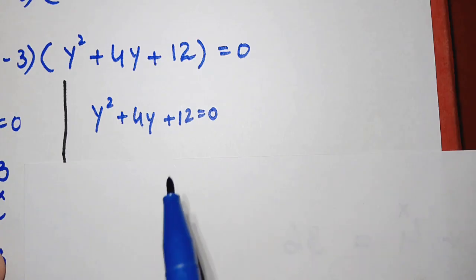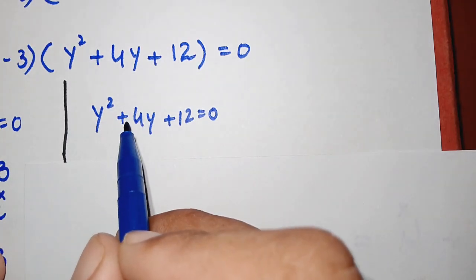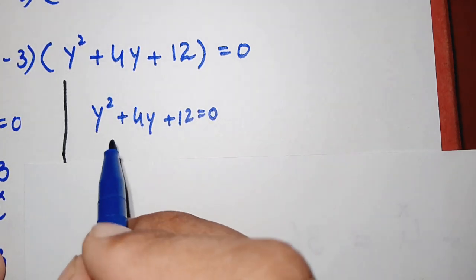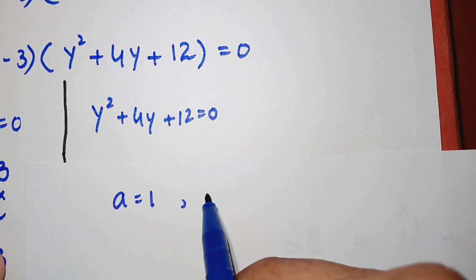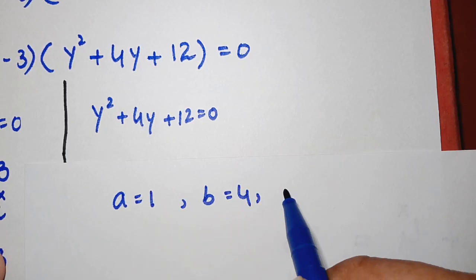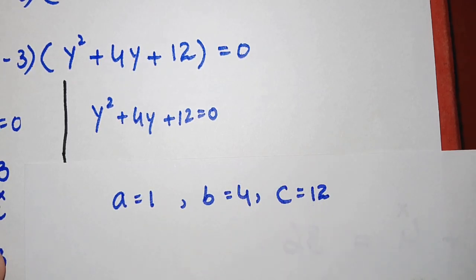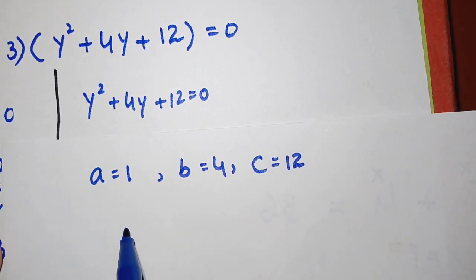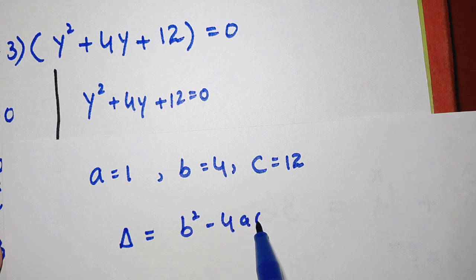Now we have to solve the case number second, that is y square plus 4y plus 12 is equal to 0. So we have to solve this by the quadratic equation. Here a is equal to 1, b is equal to 4, and c is equal to 12. First of all, we have to check whether it gives a real solution or not. For that purpose we have to apply the discriminant formula, that is discriminant is equal to b square minus 4ac.